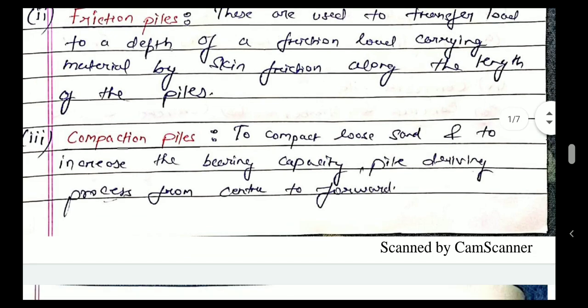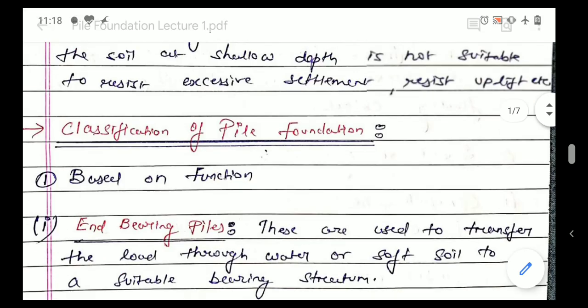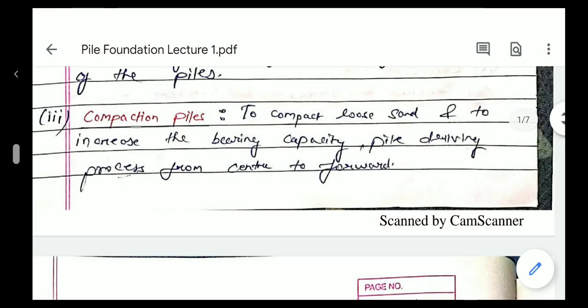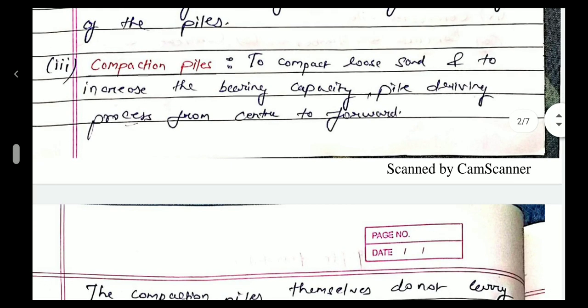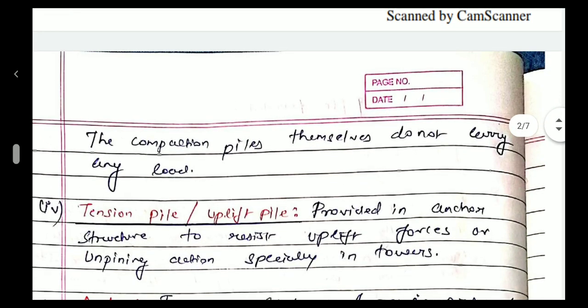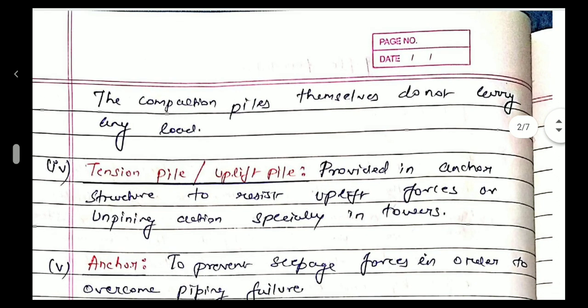Then compaction piles. Compaction piles are used to compact loose sand and to increase the bearing capacity. The pile driving process starts from the center to the forward direction. Majorly the compaction piles themselves do not carry any load, but they help to confine the loose soil.